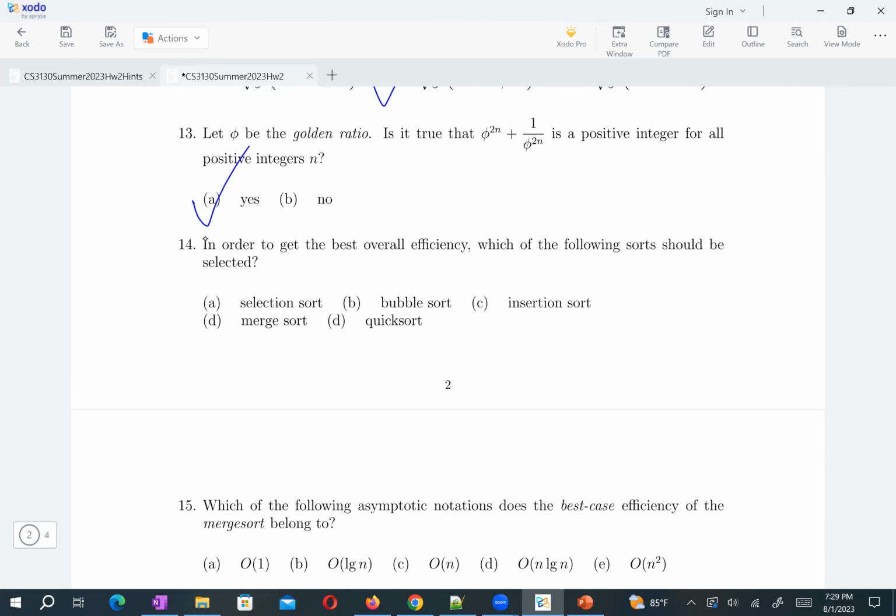In order to get the best overall efficiency, be selective. Overall, quicksort is the best. You may ask, how do you know quicksort? I mean, just by experience. People do a lot of experiments. Among the currently known algorithms, quicksort is the fastest. But it does not mean someone cannot find a better one. Yeah, it's possible, but not as popular as quicksort. All right.